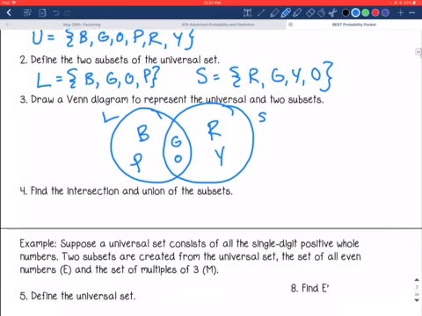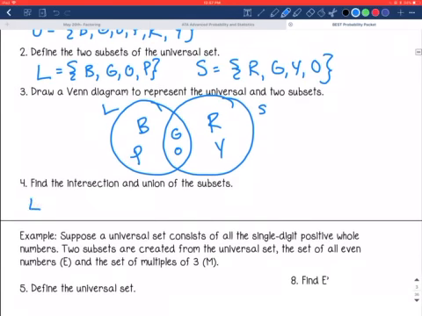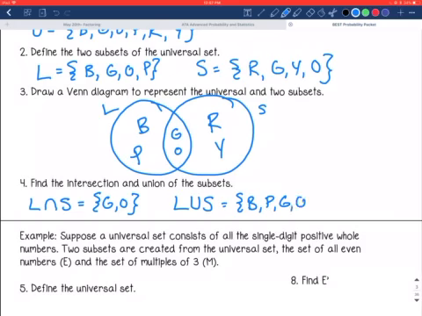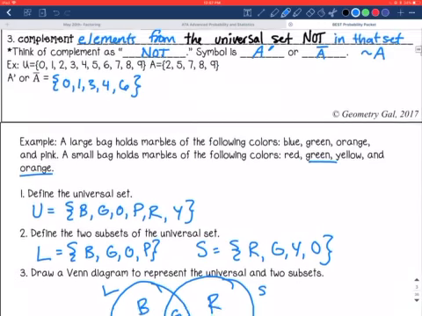All right. Then find the intersection and union of the subsets. If we have large and small, this is the intersection, we would say green and orange, okay? And if we have the union, which is large or small, then we would have all of them: blue, pink, green, orange, red, yellow.